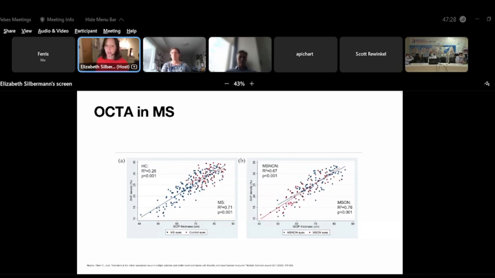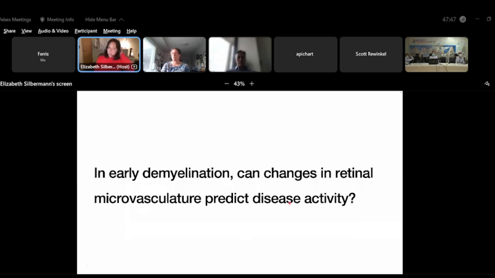and without optic neuritis. So that really leads to the question of what comes first, blood vessel loss or structural loss. And that really needs longitudinal data in order to be able to help answer the question. So that was where my first research question came from. In early demyelination, can changes in retinal microvasculature predict disease activity?